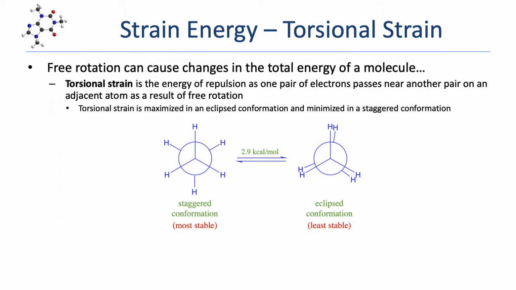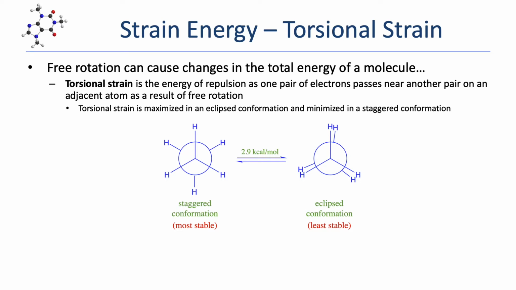Now for ethane, the difference in energy between a staggered conformation and an eclipsed conformation is about 2.9 kcals per mole, so around 3 really. And if you think about it, there are 3 pairs of electrons that are interacting with one another, right? So you can kind of think of it as 1 kcal per mole per pair of electrons that are kind of interfering with one another.